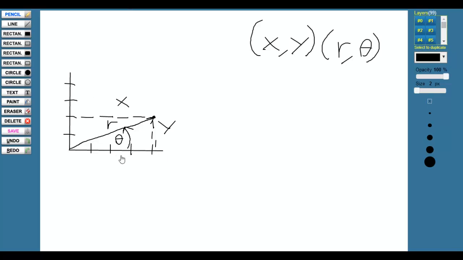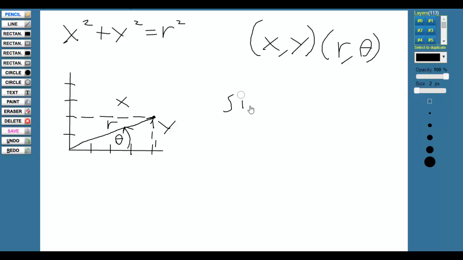Alright, as you can see here, x, y, and r all form a right triangle, right? And that makes you think of the Pythagorean theorem, but instead of a squared plus b squared equals c squared, you'll have x squared plus y squared equals r squared, right? This is one of the equations that you use when you're converting between polar and rectangular coordinates. The other three involve theta, because remember it's a right triangle, so you can use trigonometric functions.